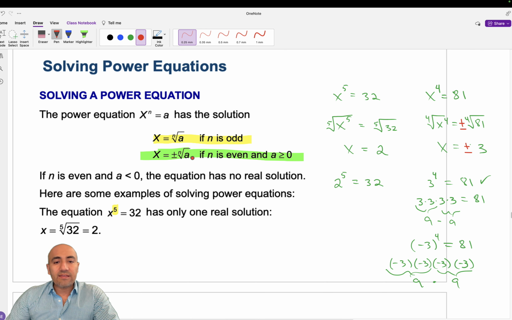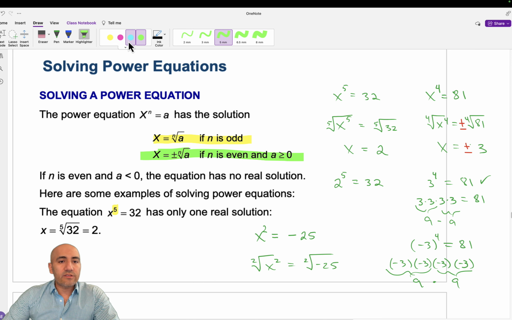Of course, now if we have an even root and the a is also negative, then we don't have a real solution. So for example, if we were trying to solve x to the power of 2, an even root, equals, say, negative 25, and we try to find the square root, x equals the square root of negative 25. That's what this last case is referring to. If n is even, here it's 2, and the a is negative, then we don't have a solution. There is no such number such that when you square it, the answer is negative 25.